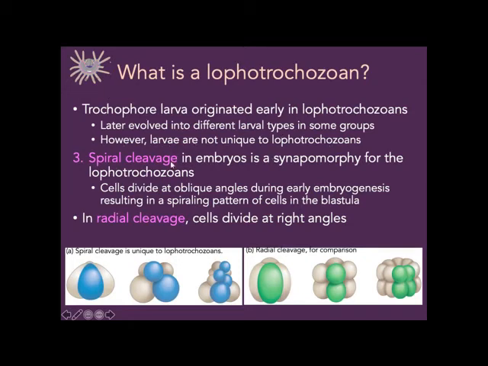All right, the third characteristic of the Lophotrochozoans is called spiral cleavage. So here you have a fertilized egg, and it divides and it divides, so now you have four cells. And then it divides again, so now you have eight cells. The eight cells could either be stacked directly on top of each other or spiraled around each other like this. And then they divide again, and they could be spiraled again or on top again. If they are spiraled like this, this is called spiral cleavage. If they're directly on top of each other, that's radial cleavage, okay? So spiral cleavage in embryos is a synapomorphy for Lophotrochozoans.